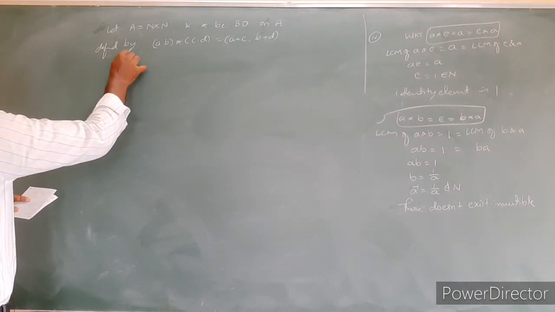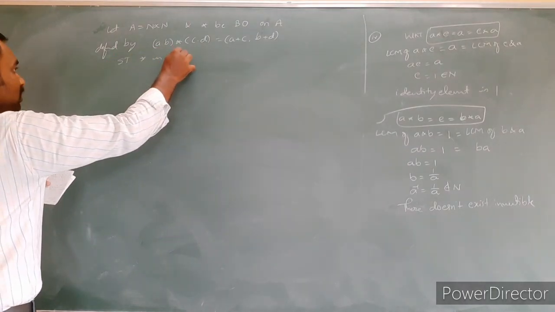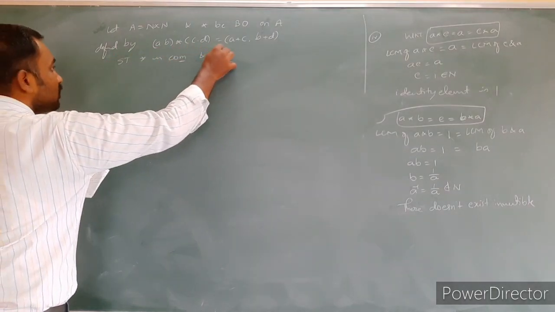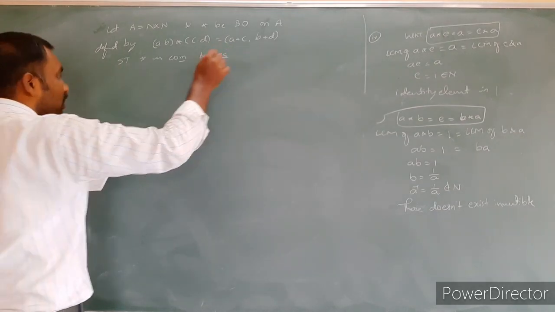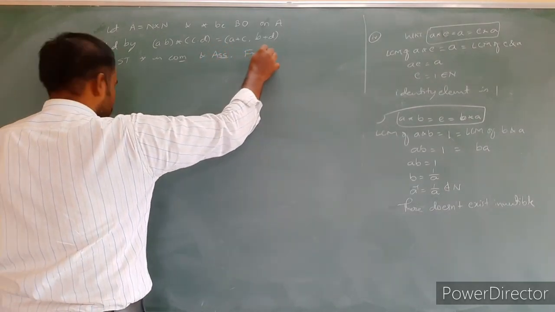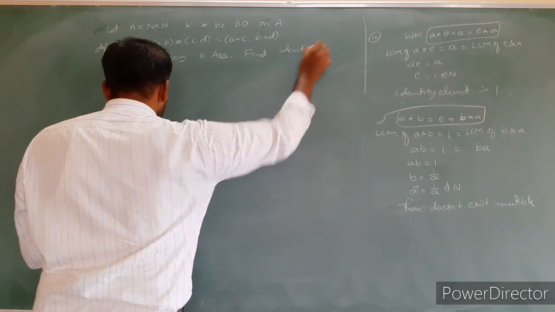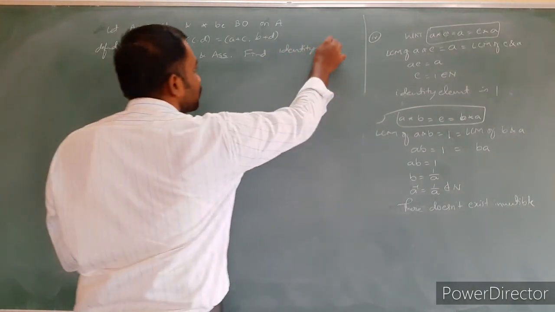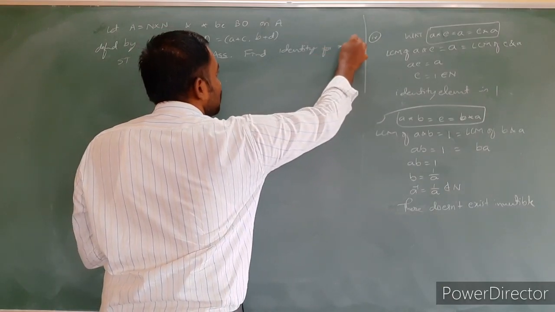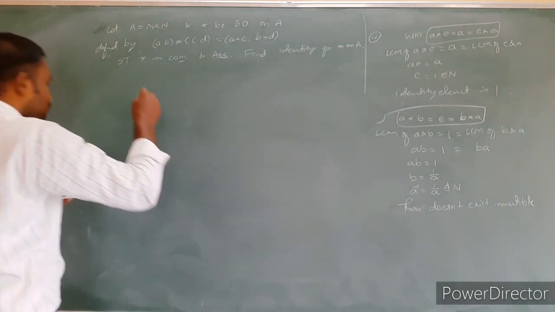Show that star is commutative and associative, and also find the identity element. Find the identity element for the star on the set A, if any.